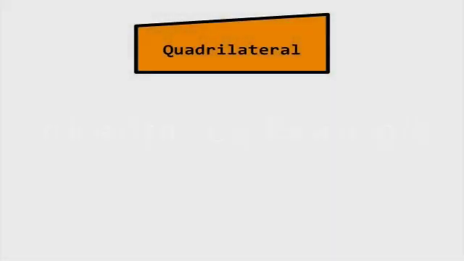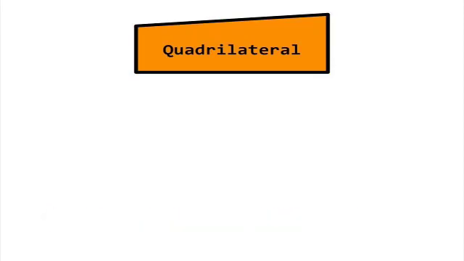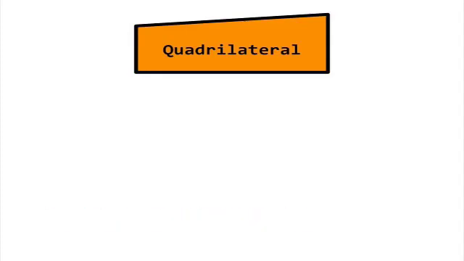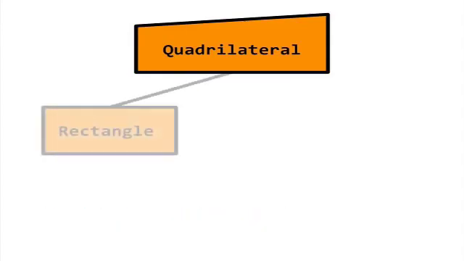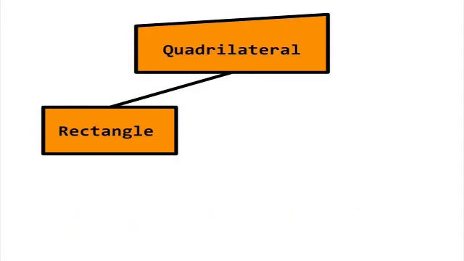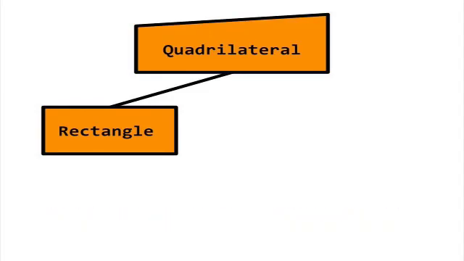Here's an example. Suppose we have a class named quadrilateral. This class is the template from which we build four-sided polygon objects. To demonstrate inheritance, let's give the quadrilateral class a child called rectangle. Rectangle objects have all the attributes of quadrilateral with one additional property. Rectangles not only have four sides, the interior angles must each be 90 degrees.